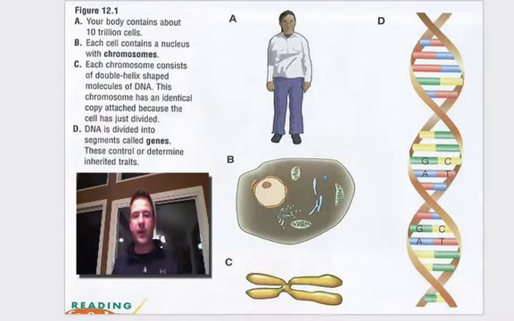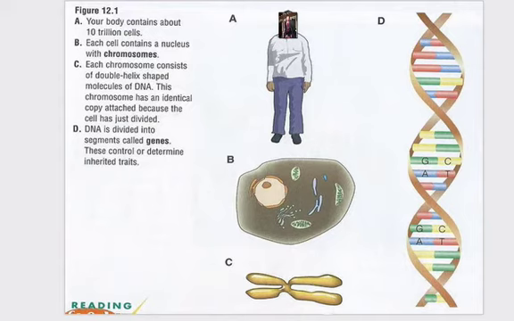Moving on. A body contains trillions of cells, and within each cell is a nucleus. In that nucleus, there are chromosomes inside, and basically, chromosomes are just tightly packed with DNA. The chromosome basically has an identical copy attached because the cell is dividing, and you can see that it's attached there. But the DNA is within those chromosomes, and we can find that in the nucleus of a cell. And like I said, there are trillions of cells.